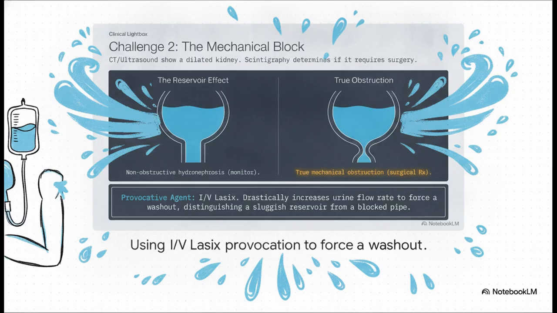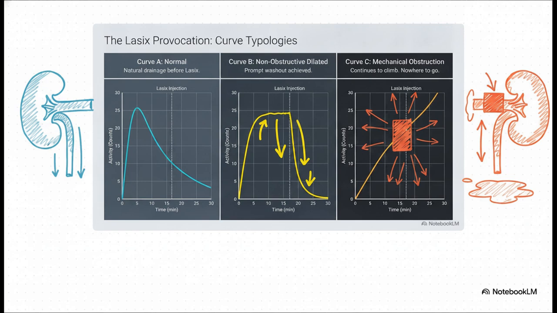The goal here is simple but incredibly effective. We want to drastically increase the urine flow rate to try and force a washout of the system. We're basically seeing if the internal plumbing can handle a massive, sudden surge of fluid. The resulting curves tell the entire story, and honestly, it's pretty elegant.